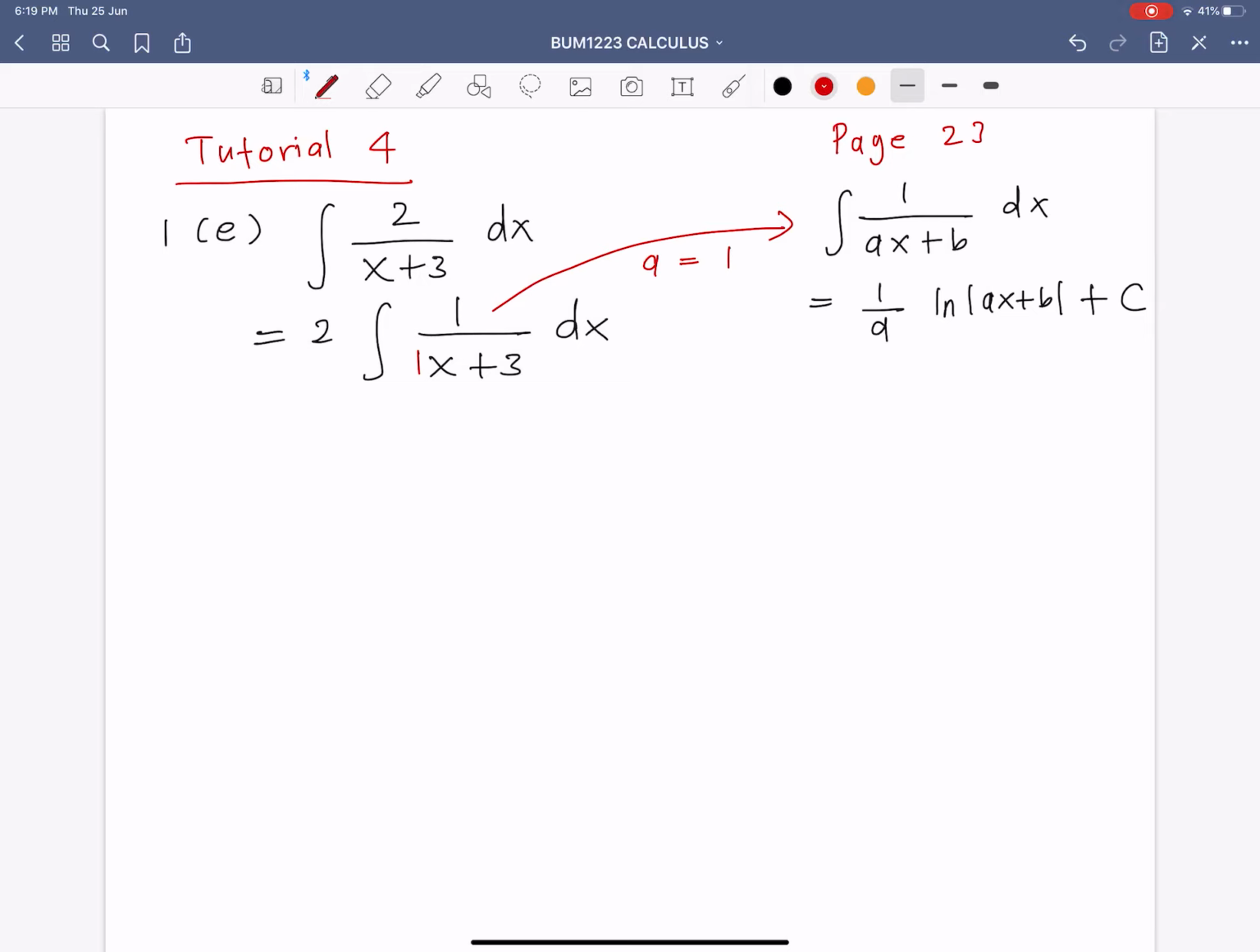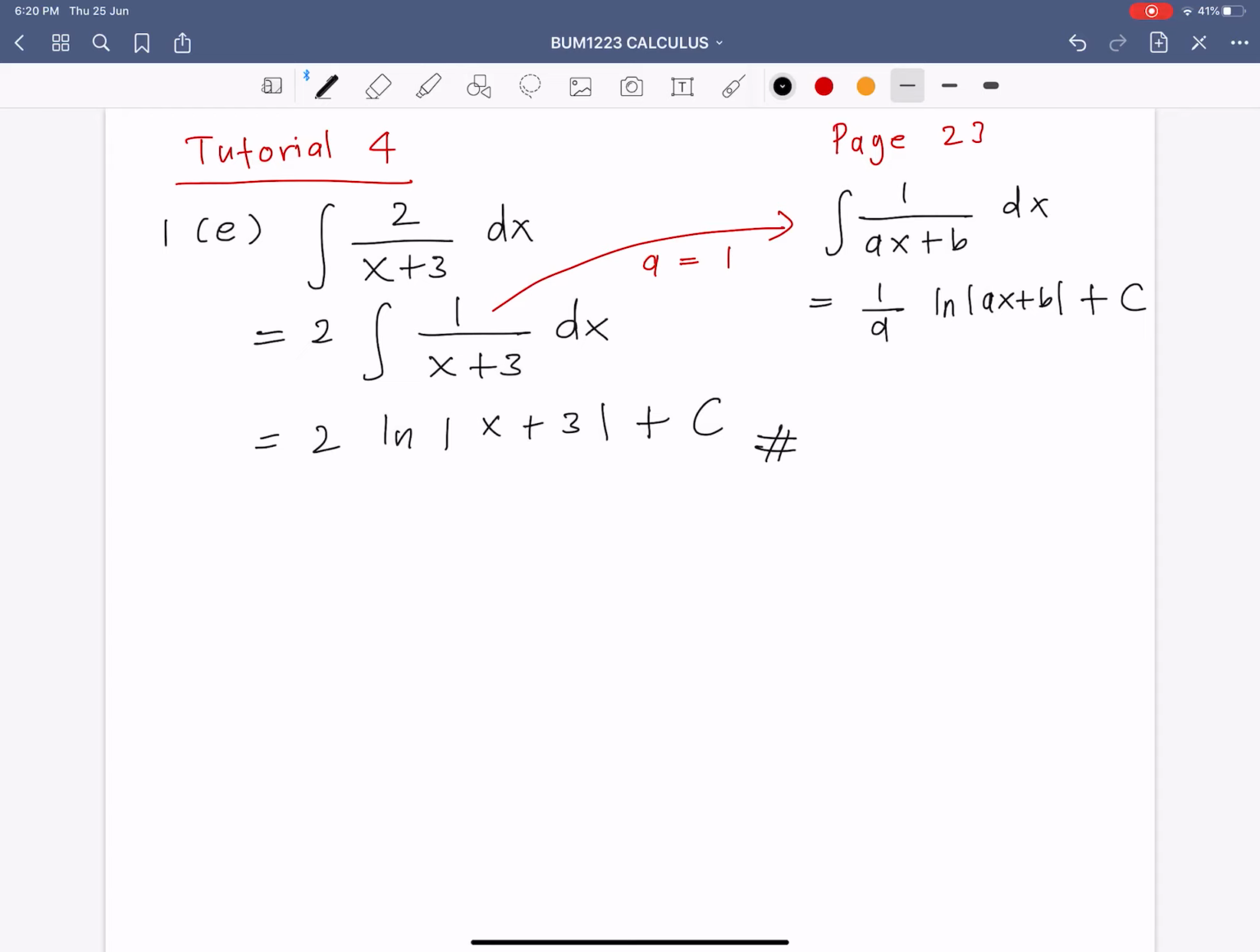So therefore, this is equal to 2 ln. Because 1 over a, 1 over 1 is 1, so we don't write it there. So ln modulus ax plus b, where our ax plus b is x plus 3, so 2 ln modulus x plus 3 plus c. Okay, so this is our answer for question 1E from your tutorial 4.